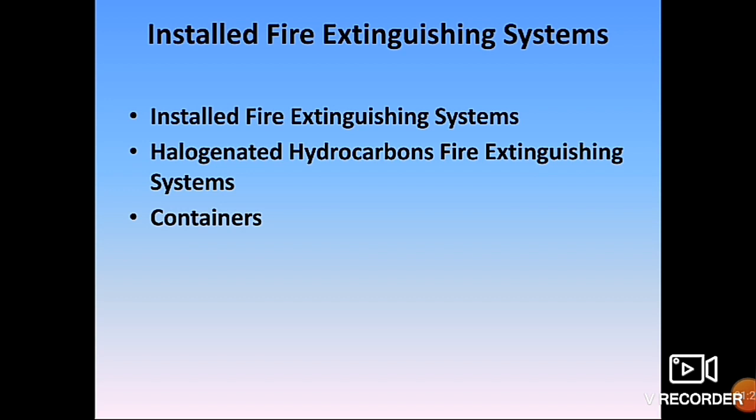UL classification of group 6, non-corrosive halon 1301 does not affect the material it contacts and requires no cleanup when discharged. This is all about the halogenated hydrocarbon fire extinguishing system. The next one is containers.